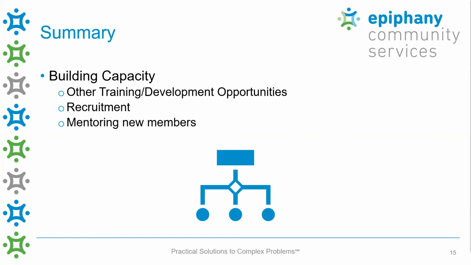And then today we brought it full circle with, we're a great member. We know what we're doing. How do we share that, right? How do we build the coalition's capacity and our own personal capacity to continue this work and to get better?